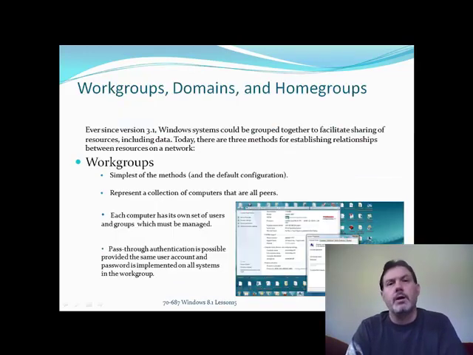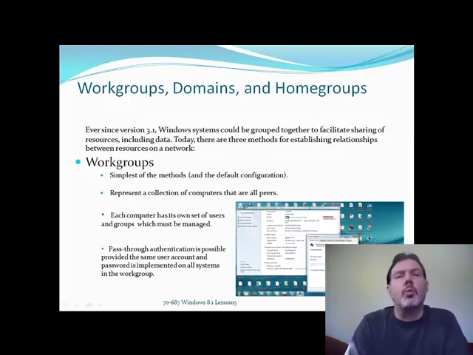Let's move on to workgroups, domains, and home groups. Ever since Windows 3.1 came out, we have used Windows as a means to group together or facilitate the sharing of resources, including data. And today, with the latest version of Windows, there are 3 methods for establishing relationships between resources on a network. Let's spend a little time reiterating these and talking about how we authorize those resources with these particular methods.